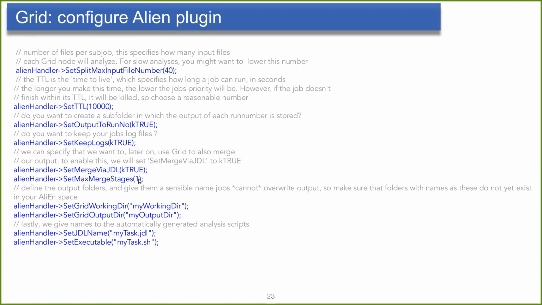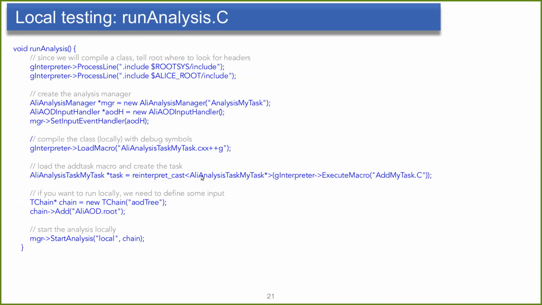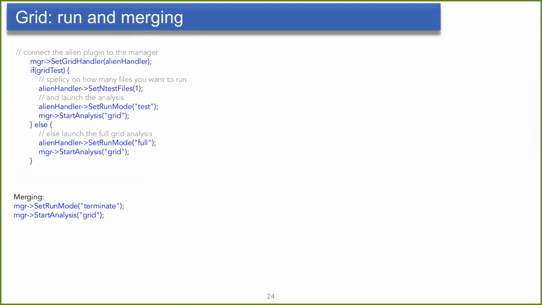Now after configuring this alien environment, you just need to put those lines in this run analysis. In this way you will configure your analysis task for the grid analysis. Then you can submit the job in the grid using the analysis handler. For example, if you want to do the grid test, you just need to set run mode to test. Meaning on the grid you can do both testing and full running.